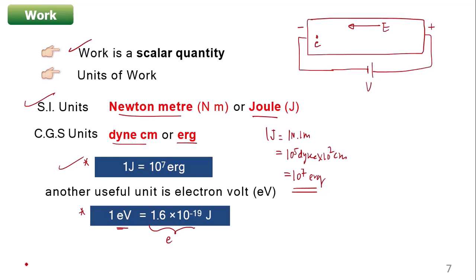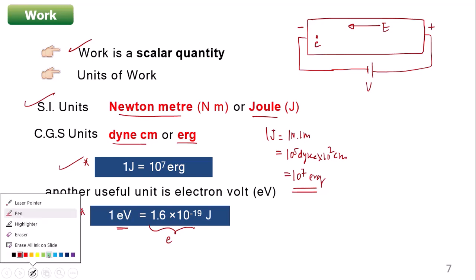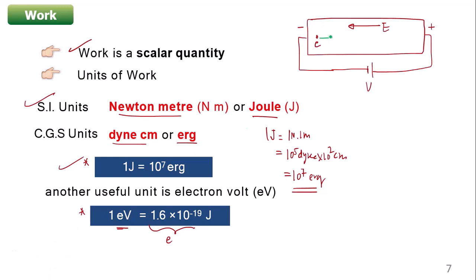Because of this electric field, the electron will now be accelerated in this direction. Why? An electron will always move opposite to the electric field. Now ultimately it will reach the next position here. Initially the electron has zero energy. Why? Because the kinetic energy is zero.